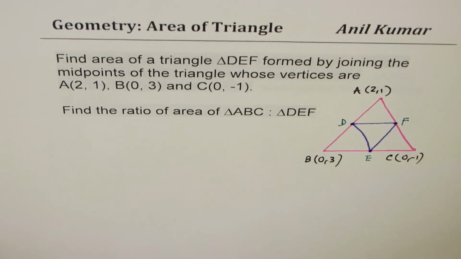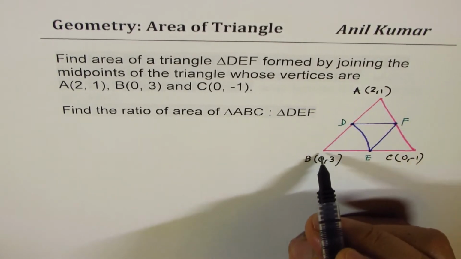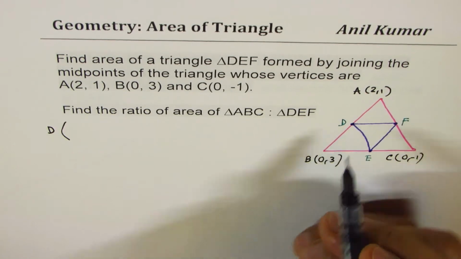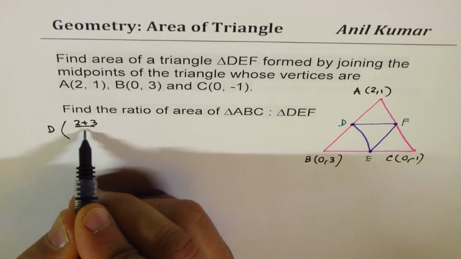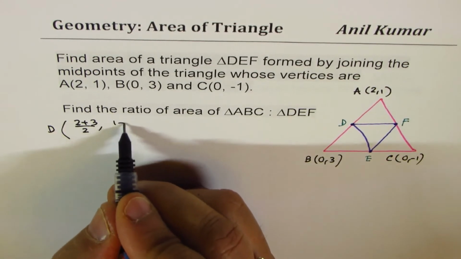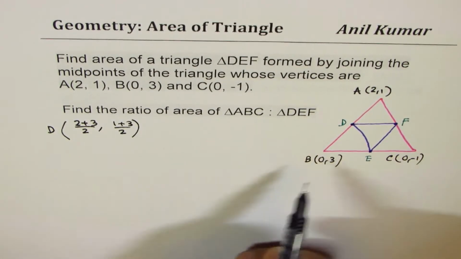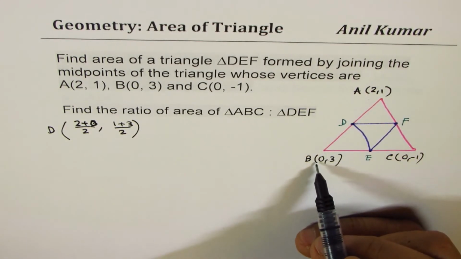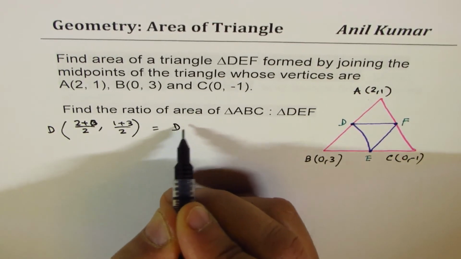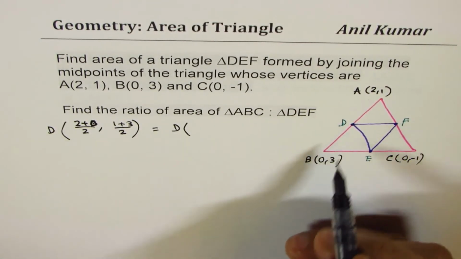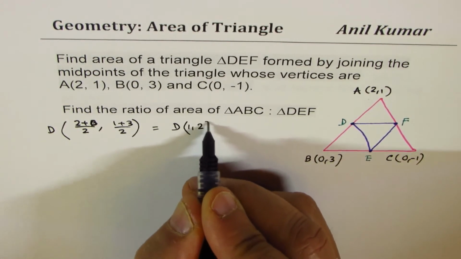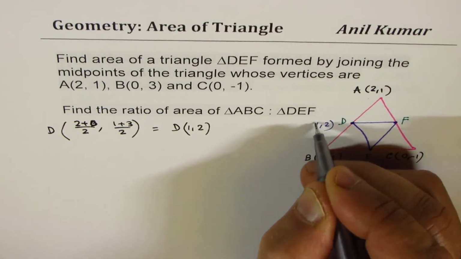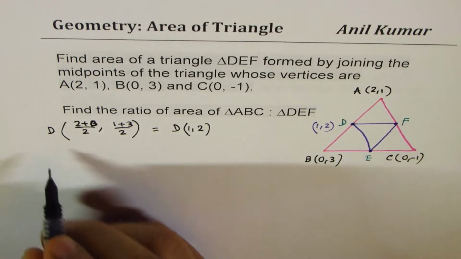Let's find the coordinates of points D, E, F. Now D is the midpoint, right? So therefore, the coordinates for D will be what? Add them, divide by 2. So it is 2 plus 0 divided by 2 is the x coordinate, 1 plus 3 divided by 2, right? So 2 divided by 2 and 4 divided by 2. So the coordinates for D will be 1 and 2. Okay. Similarly, let's find coordinates for E.